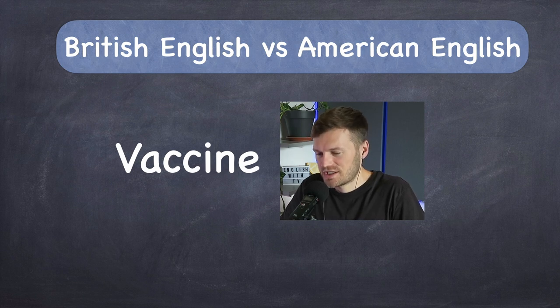In British English, the word would be pronounced "vaccine," and again, the A is pronounced like an R. In American English, it would be more like "vaccine" with an A sound once again. So I hope what I'm trying to say is starting to sink in. Usually in British English, the A is pronounced like an R, not all the time, but many times, in fact. And in American English, it's usually an A. So in British English the word is vaccine, and in American English it's more like vaccine with an A sound.